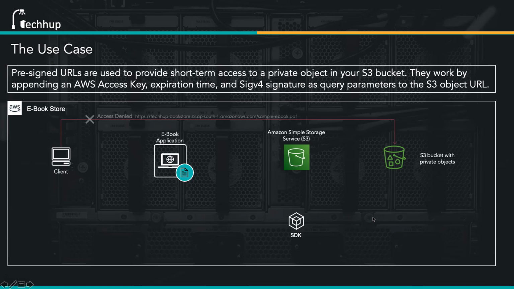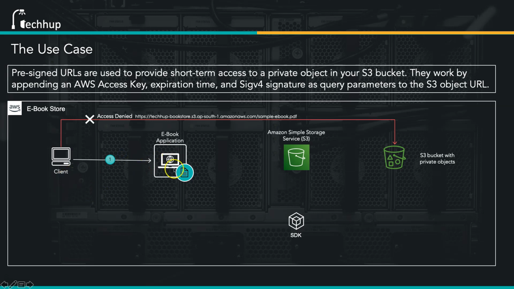By default, if the client is given the S3 object URL, because the object is private, the client or the user will get an access denied error every time they try to access this object. So the workaround lies with the pre-signed URL. Let's see how it works.